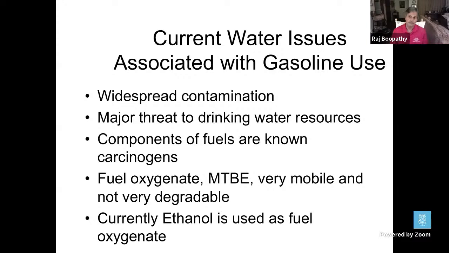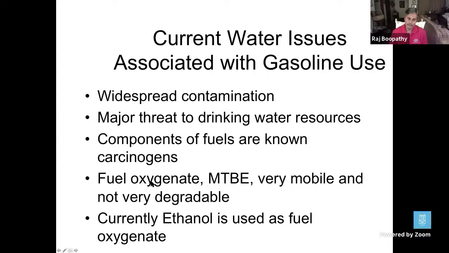Okay. So the current issue, as I said, with gasoline use is widespread contamination. This is one of the major problems in the US. There are more than 1 million sites that need to be cleaned up. And it's a major threat to drinking water resources because it's going into the subsurface and contaminating your drinking water source. Some of the components of the fuels are carcinogenic, they cause cancer.